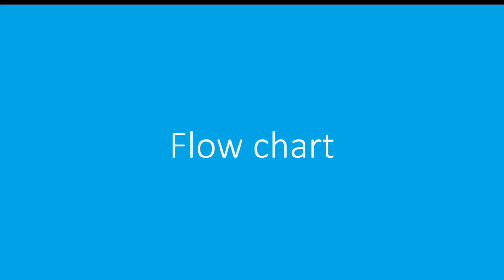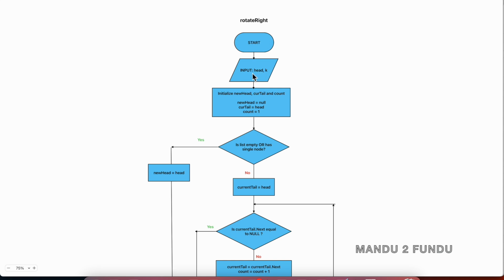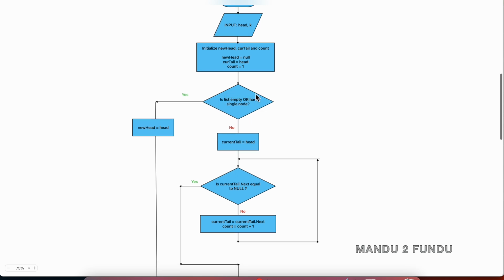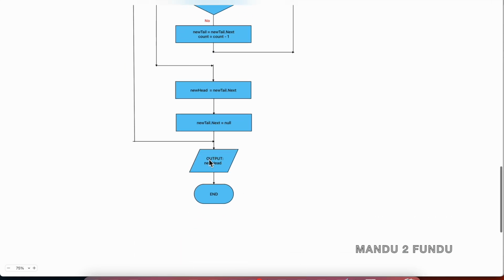Let's look at the flow chart. Input for this procedure is the head of the linked list and the number of shifts to be done. First we initialize the new head, the current tail and the count variables. So the new head will be initialized with null, the current tail will be initialized with head, and the count is initialized with value 1. Okay. First we check whether the list is empty or it has only one node. If that is true, then we assign the head to the new head and then return the new head.